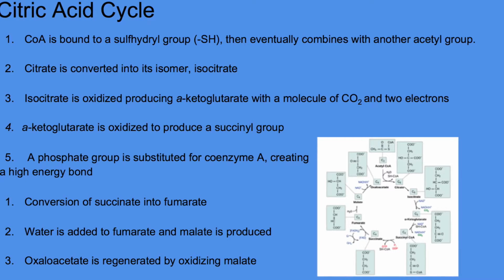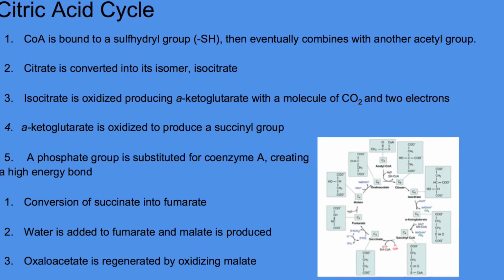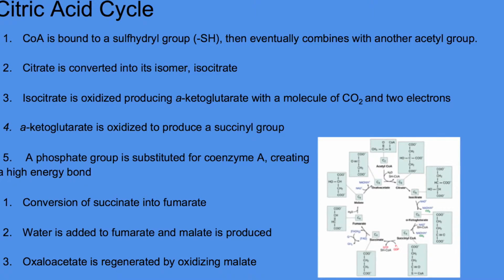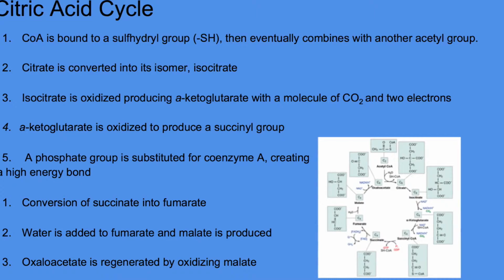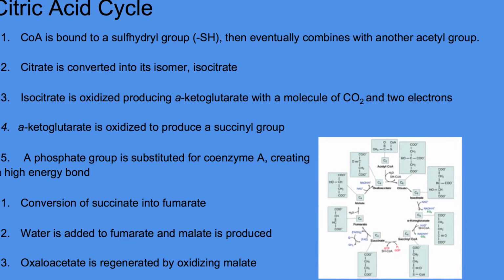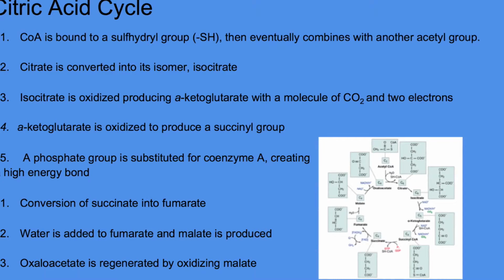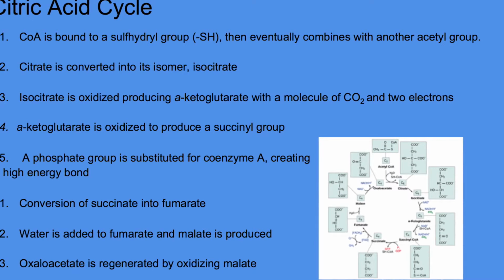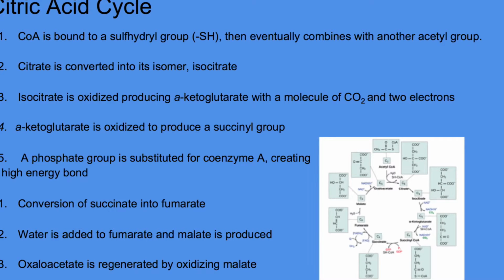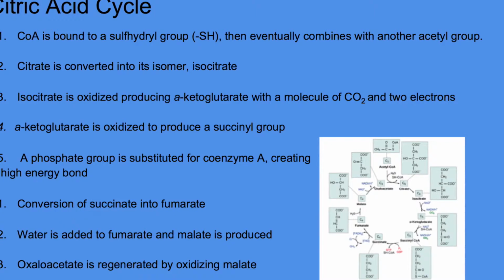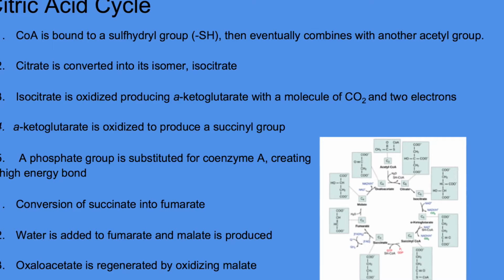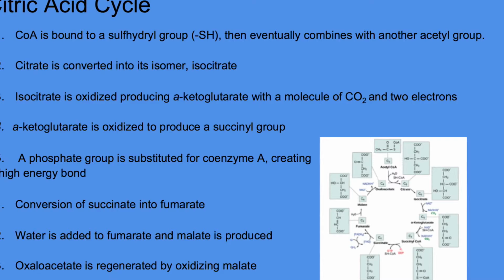Step 2. Citrate is converted into its isomer, isocitrate. Citrate loses one molecule and gains another. Step 3. Isocitrate is oxidized, producing alpha-ketoglutarate using a molecule of carbon dioxide and 2 electrons. This reduces NAD+ to NADH and releases carboxyl groups that form carbon dioxide molecules. Oxidation and decarboxylation processes. This is regulated by negative feedback from ATP and NADH and a positive effect of ADP.